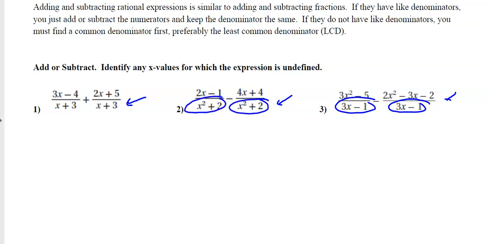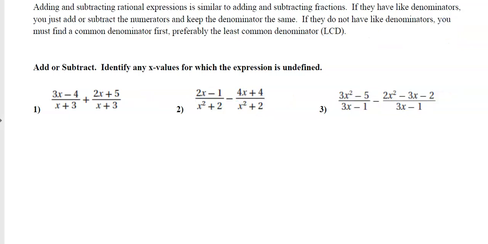So this is really easy because it's kind of like if you had 1/7 plus 3/7. When you have the same common denominator, you just add or subtract the tops, keep the bottom the same, and you're good to go. If they're not like denominators, you have to first find a common denominator, preferably the least common denominator, LCD, which creates a little bit more work. So when the bottoms are different, that's where it's a bit of a struggle. I will show you how to do those.